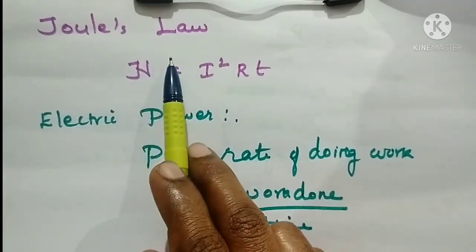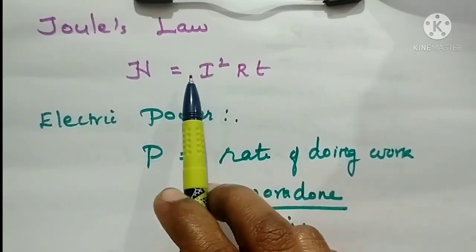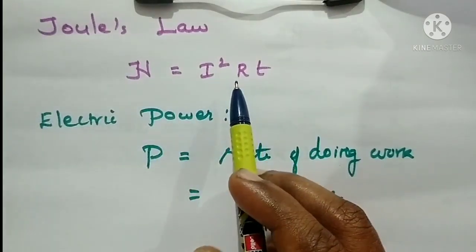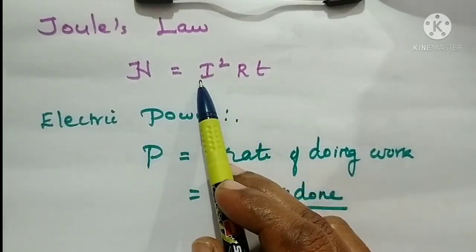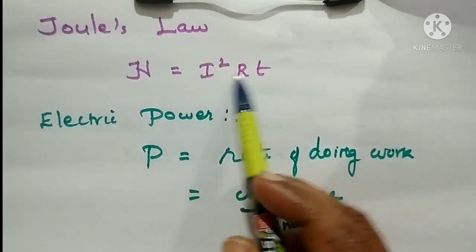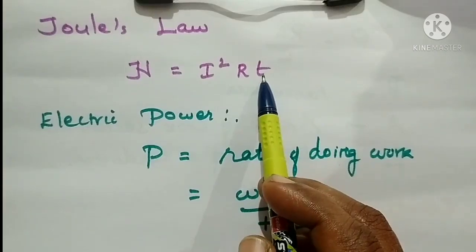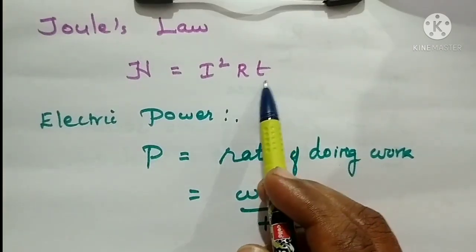The amount of heat produced in the circuit, in the resistor, is directly proportional to the square of the current for a given resistance, directly proportional to the resistance for a given current, and directly proportional to the time for which the current flows in the circuit.